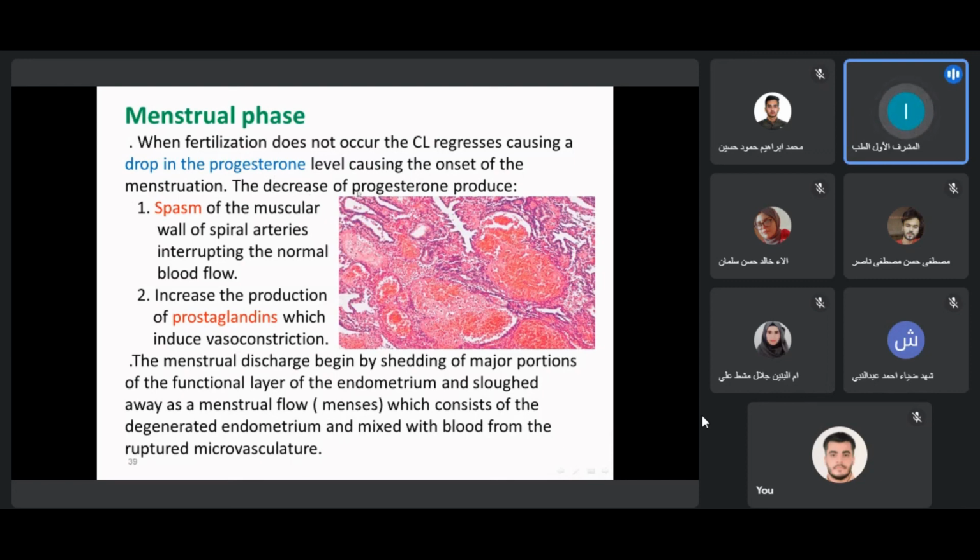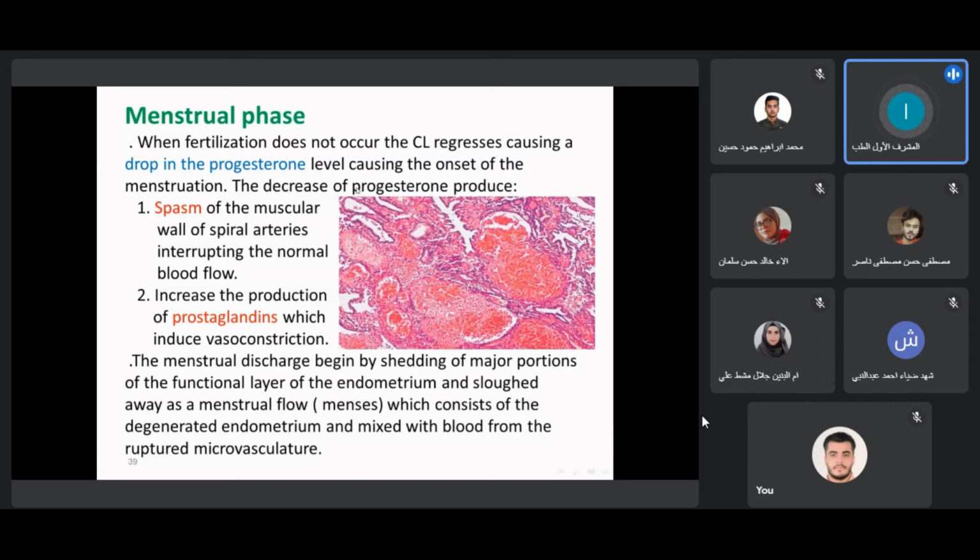The effect of the drop in progesterone on the shedding of the functional layer is due to its effect on the vascular layer. That's why we said that the spiral arteries are hormone sensitive and they are the key element in the menstruation process.